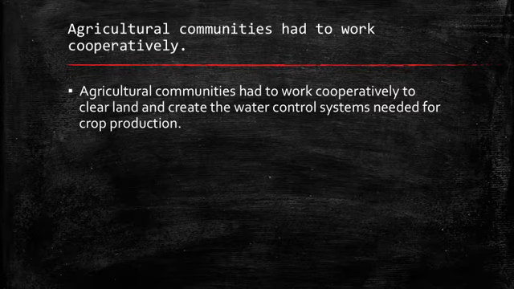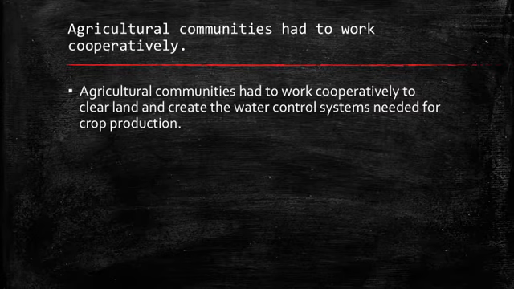Agricultural communities had to work cooperatively to clear the land and create the water control systems or irrigation needed for crop production. Shifting cultivation or slash and burn agriculture was the easiest way to clear the land, but that still did include a lot of hand work. Irrigation, man had to manipulate the environment to aid food production. He had to dig wells. The qanats were created. And the size of your civilization depended on your water supply because you needed water to drink, but you also needed it for crop production, a steady supply.